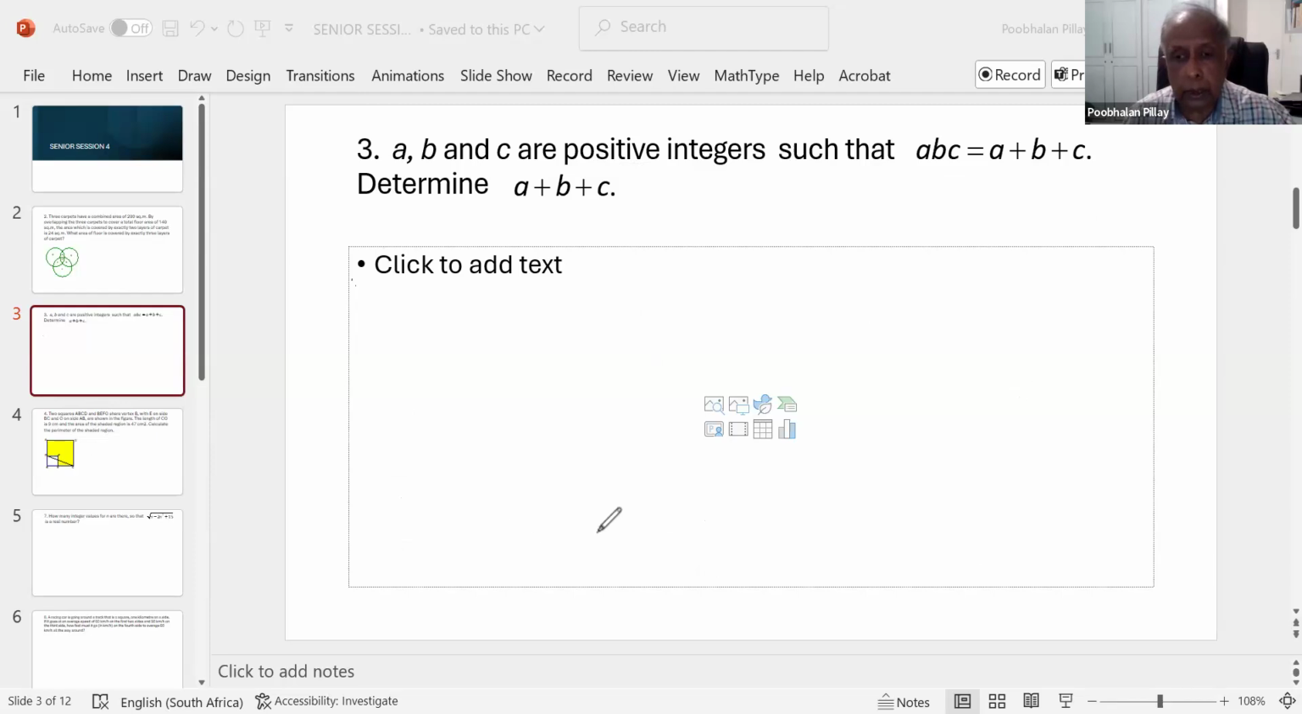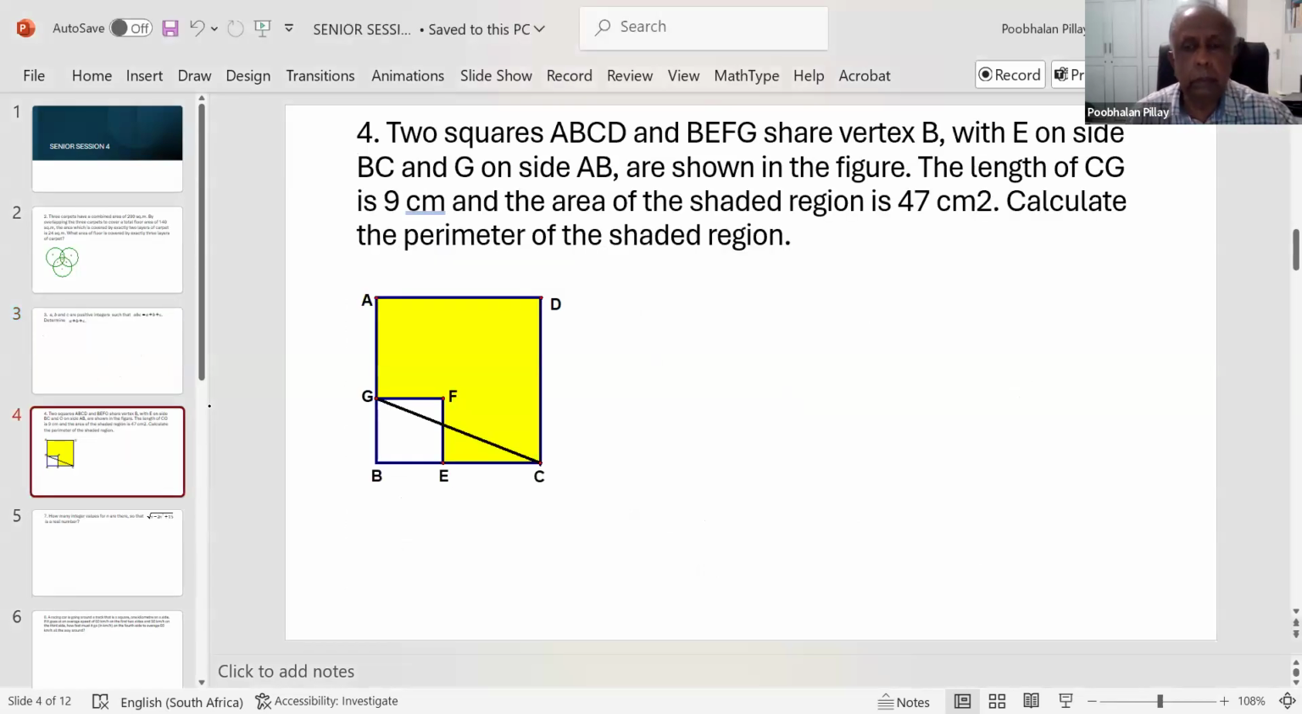Okay, so the next problem is this one. It looks like an area problem. 2 squares, ABCD. Okay, so the large thing is a square, and BEFG, this white thing, is also a square. So both of them are squares.